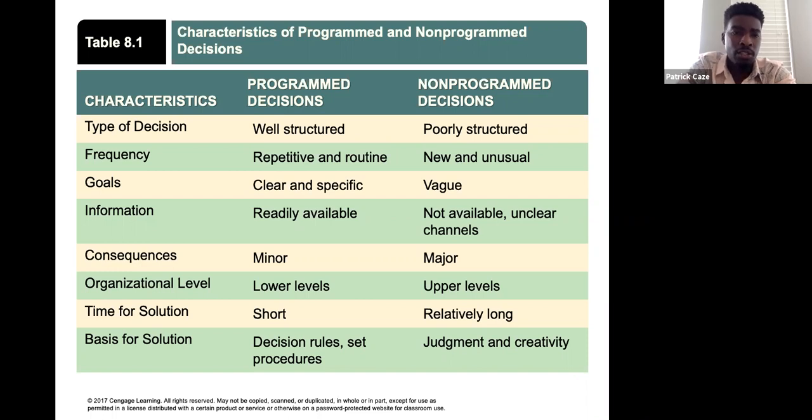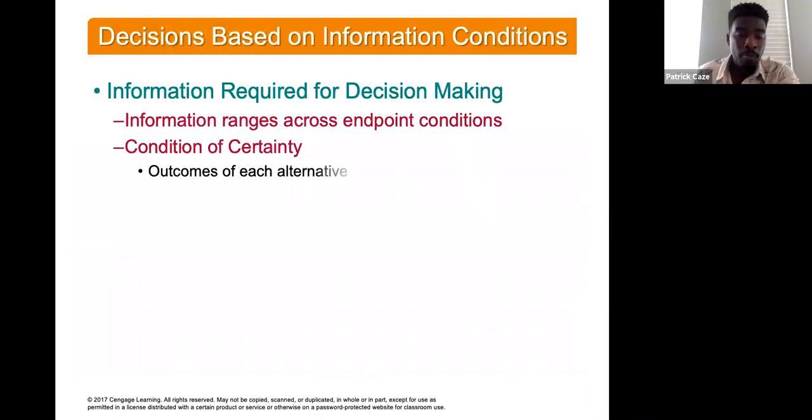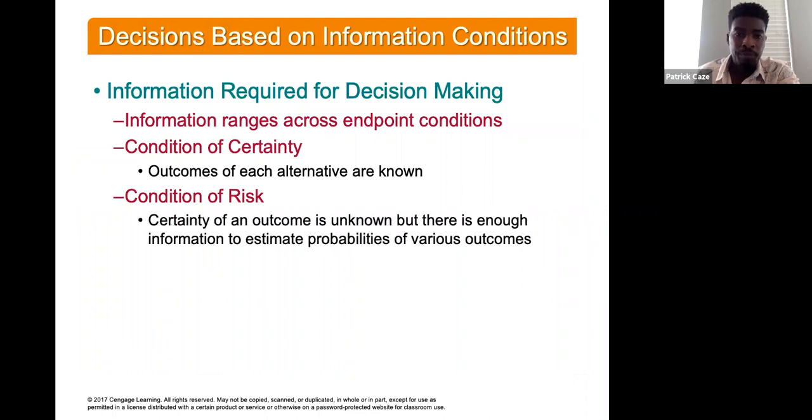Okay, so here's a quick chart, or table I should say, annotating differences between the characteristics of programmed decisions and non-programmed decisions: the type of decisions, the consequences, and then the basis for solution. You can take a look at this when you get the opportunity, but you can see there are definitely some serious differences between a programmed and a non-programmed decision, and there should be. With a programmed decision, everybody knows what the outcome is going to be. With non-programmed decisions, I'm not really sure about the outcome. It could go either way, so we have to really look at what's going on.